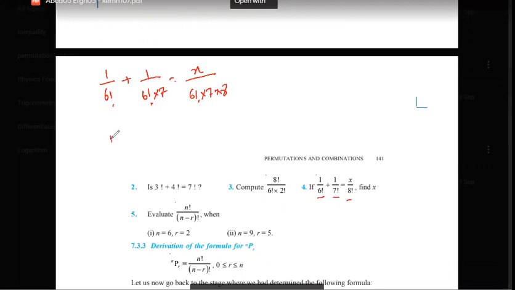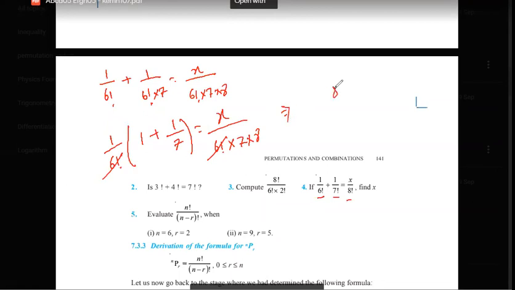Okay. Now 1 by 6 factorial will be taken as common. So we will get 1 plus 1 by 7 is equal to x by 6 factorial into 7 into 8. Now 6 factorial will get cancelled, right? So we will get 8 by 7 is equal to x by 7 into 8. x is equal to 64. Okay, Navya, very good. Same as the example one.